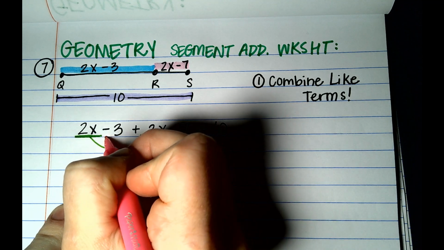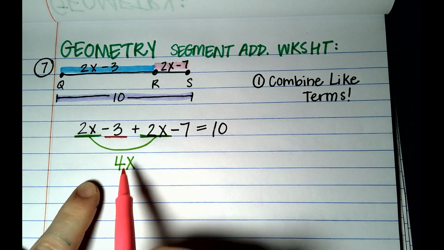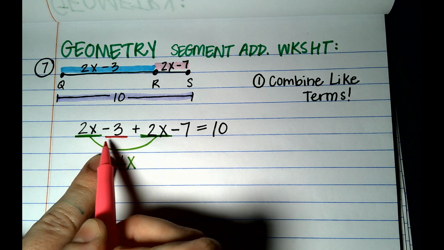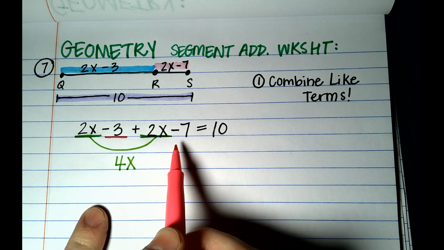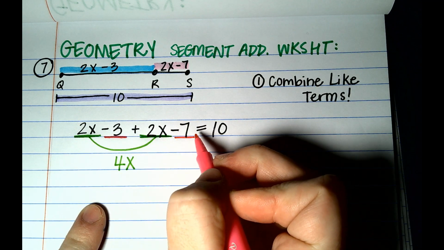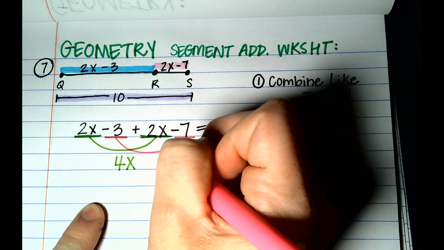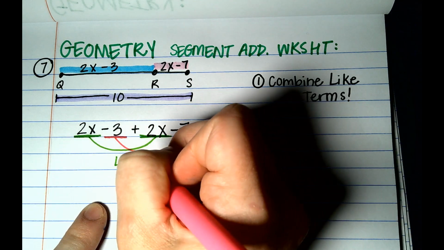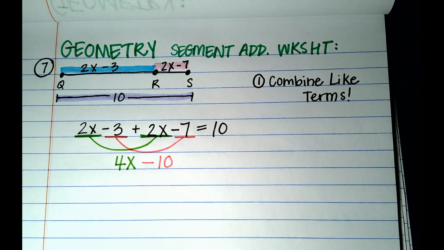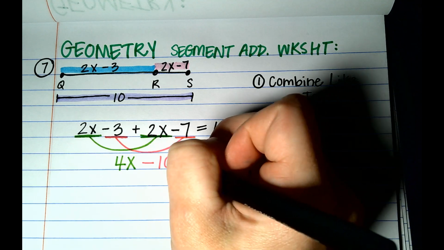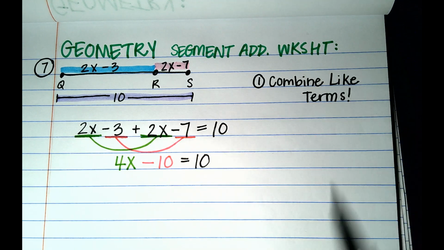So wouldn't it be 4x subtracted from? Well, let's see. Let's look at our -3. Do I have any terms that I can combine with -3? -7. Yes. So we need to add -3 plus -7, or we could think of it as -3 minus 7. That's -10. Okay, and then we'll just bring down the rest, equals 10.